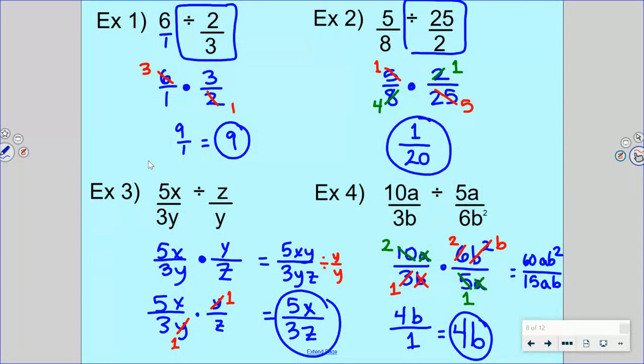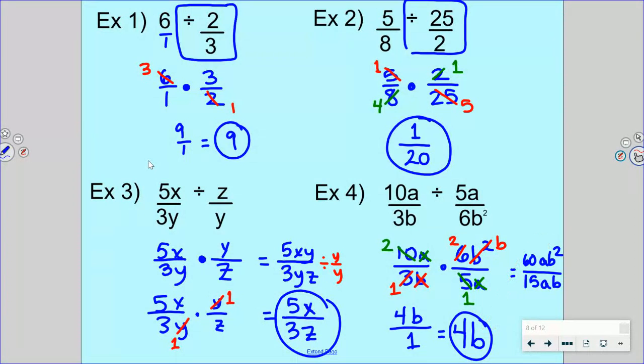And now with a little disappearing ink here, can I just point out that what is 60 divided by 15? 4 wholes. What is a divided by a? 1. Bye-bye, sayonara, arrivederci, adios, goodbye. And then, of course, ab squared divided by ab, one of those b's would cancel out of both the numerator and denominator, leaving us again with 4b. So either direction, that's one of the beautiful parts about mathematics, will get you to the final answer.